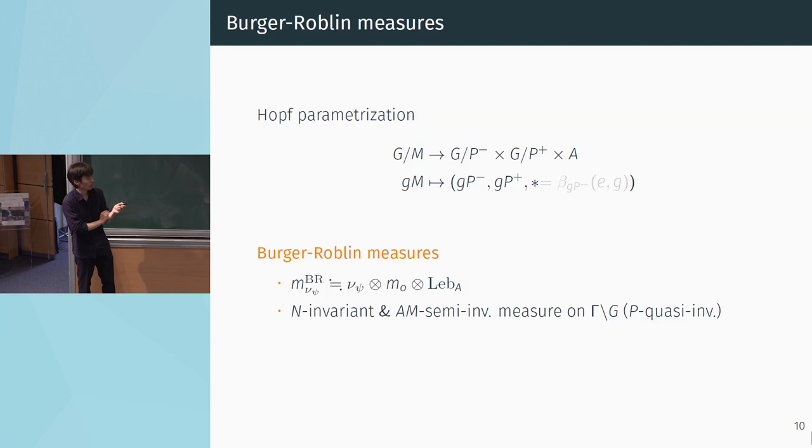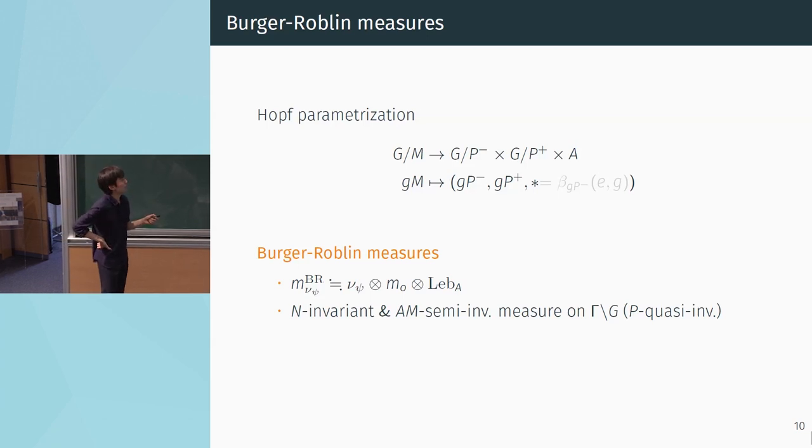All right, so what are the properties of the Burger-Roblin measure? It is N invariant, and it is AM semi-invariant, meaning that if you push forward by an element of AM, the measure only changes by a character. The character on M is trivial, so it's M invariant. But it's a measure on G mod gamma. Another way to say this is that it's P quasi-invariant. It's not equivalent, but just have in mind that this is a P quasi-invariant measure.